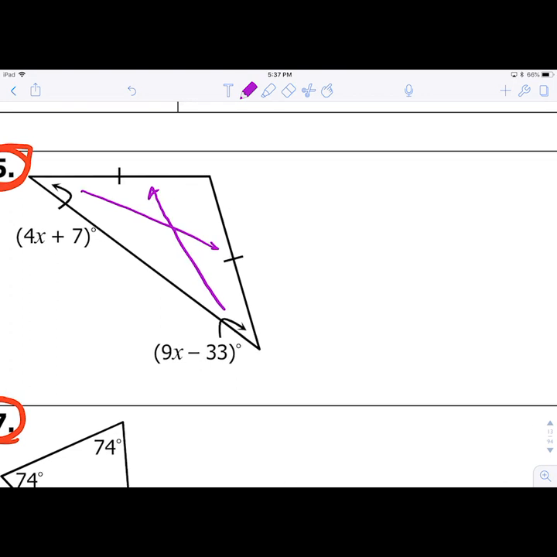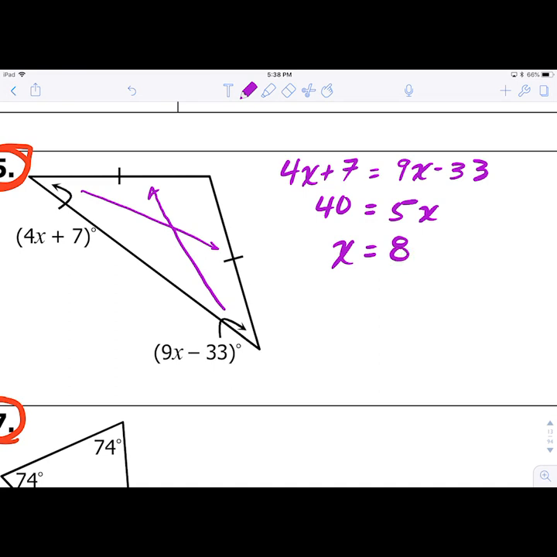So what can I do with these two angles? If I know they're congruent, what I could do is set them equal to each other and solve. So if I subtract 4x on both sides, I get 5x. And if I add 33 to the other side, I'm going to get 40. So x equals 8.